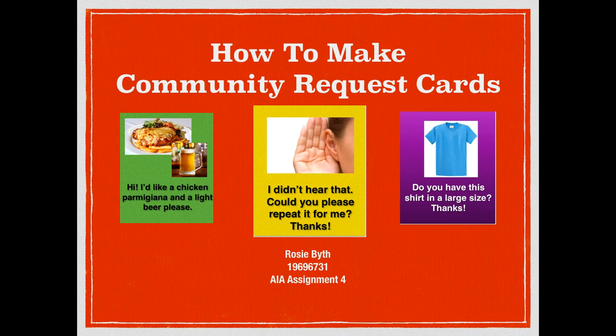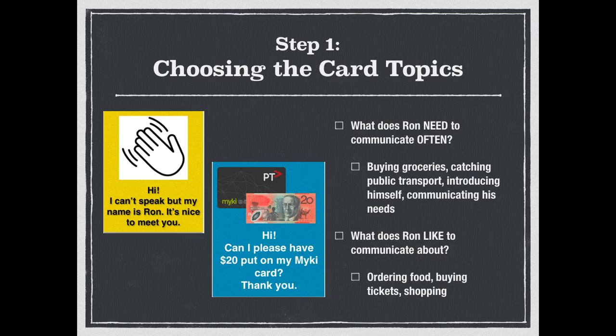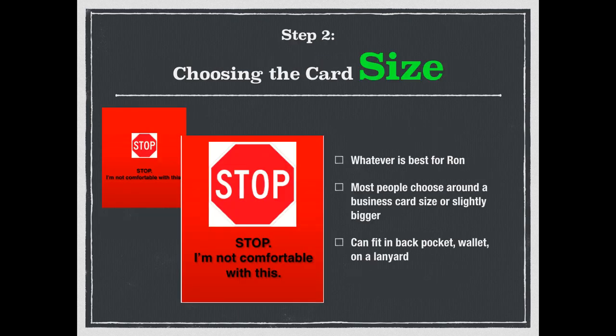There are a few things you need to consider when making community request cards. Firstly, you need to choose what activities or social interactions the cards will be used for. You should think about things that Ron both needs to do often and things that he likes to do. I've listed some examples here. The cards should help to increase his everyday independence, so you may wish to make a lot to start off with and chat to Ron about which ones he thinks will be useful to him for when he experiences breakdowns in his communication.